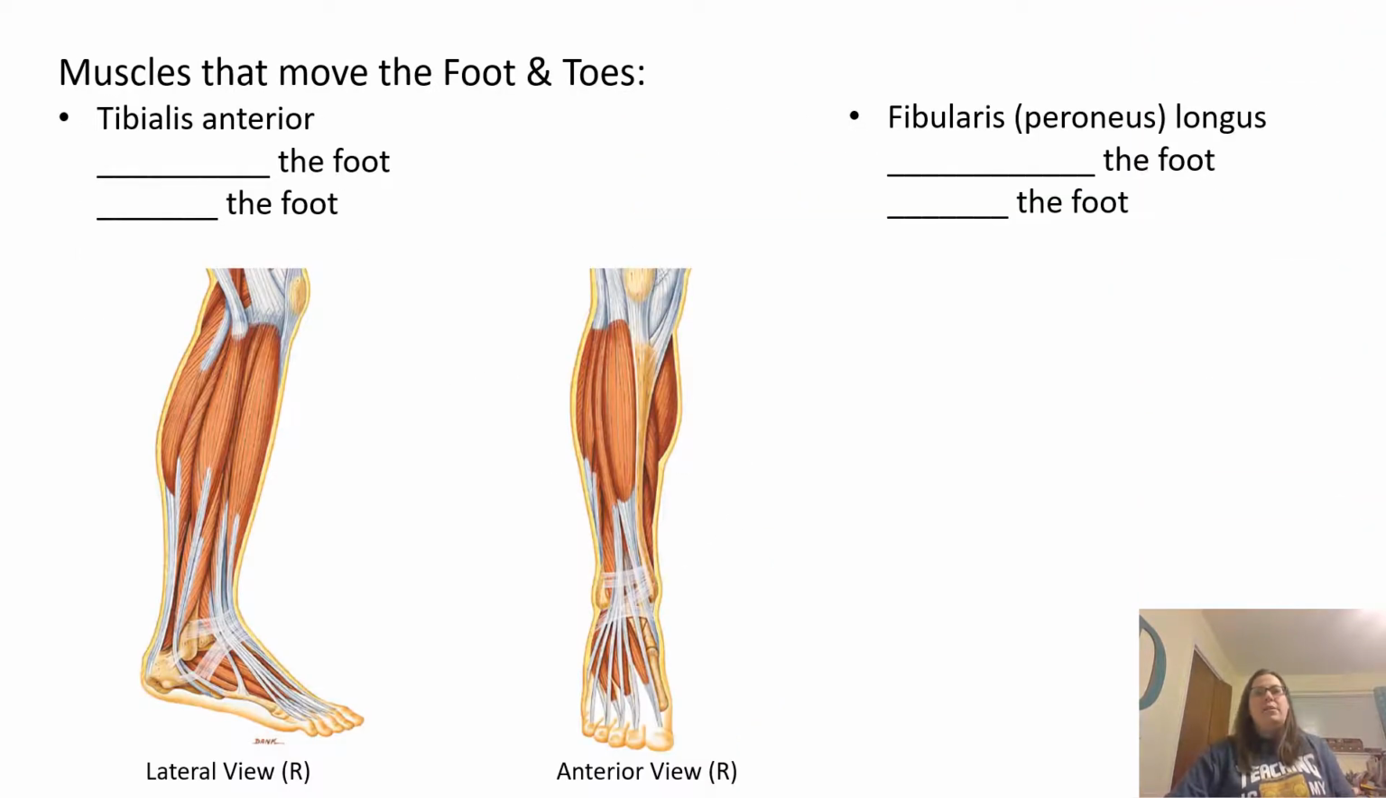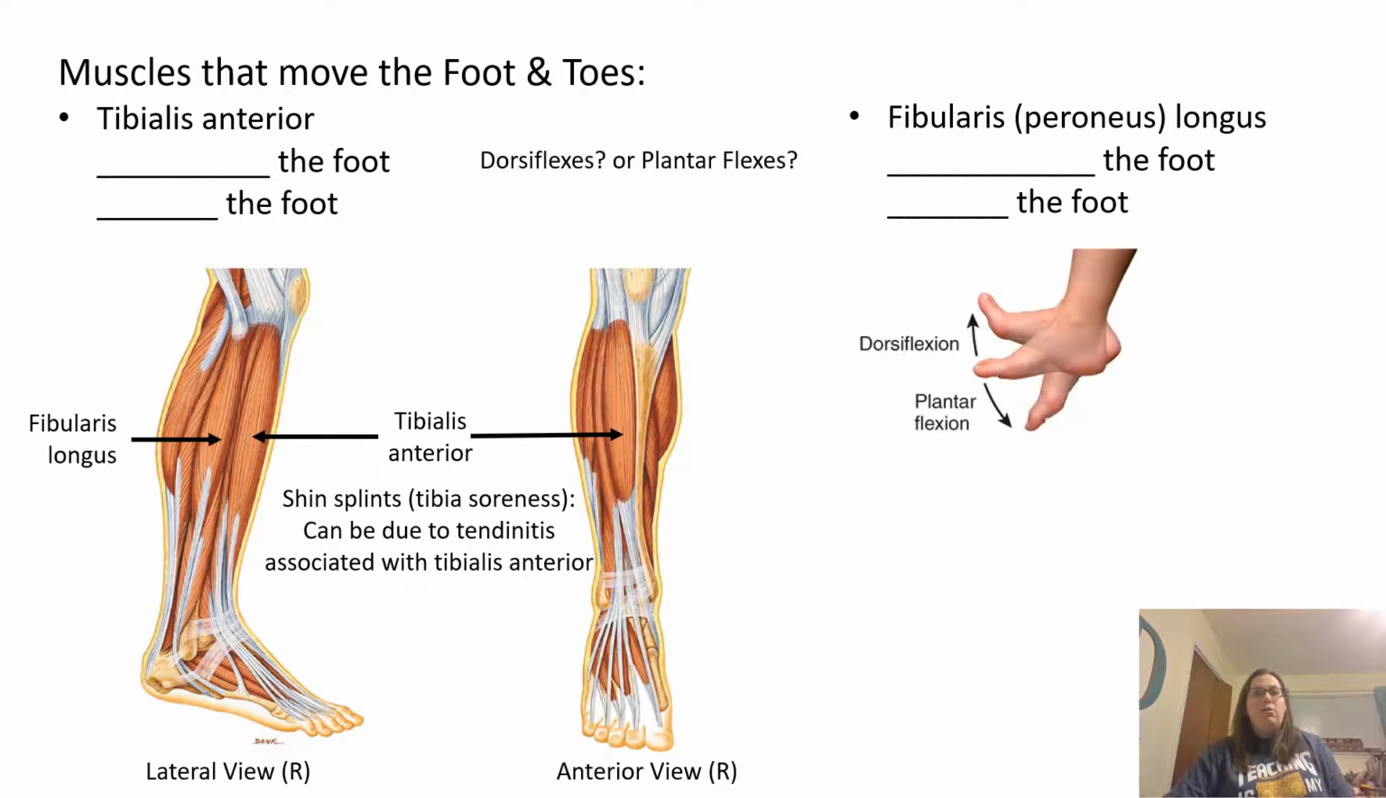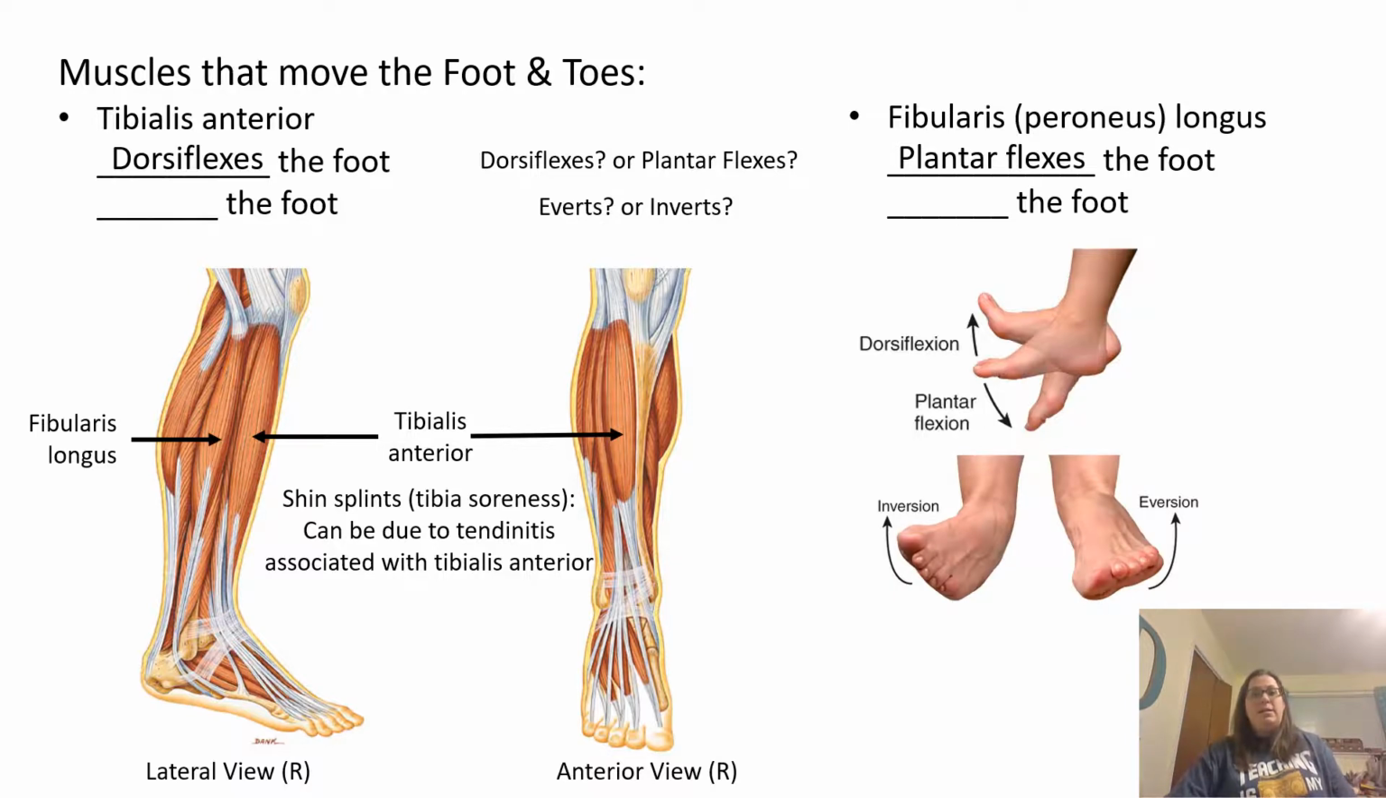All right, so now let's look at muscles that move the foot and the toes. So you have the tibialis anterior, which is towards the front, and then you have the fibularis, or we call the peroneus longus, which is going to be on the lateral side of the foot. So when we look at this tibialis anterior, it's going to dorsiflex the foot, so pulling the toes up, whereas the fibularis longus is going to help with plantar flexing, the opposite of pulling the toes down. We also see that the tibialis anterior is going to invert the foot, whereas the fibularis longus is going to evert the foot. So they do opposite movements.